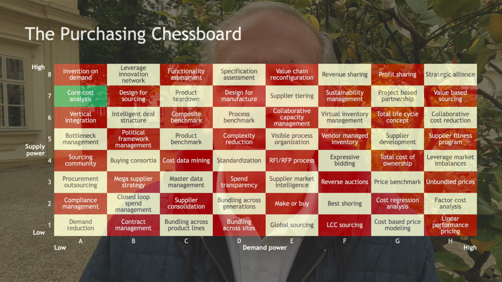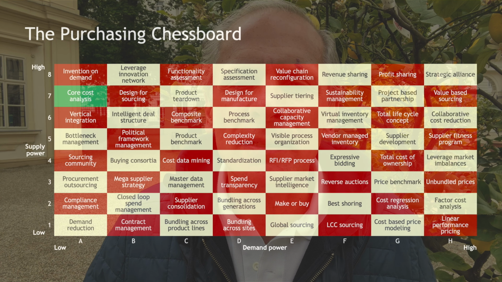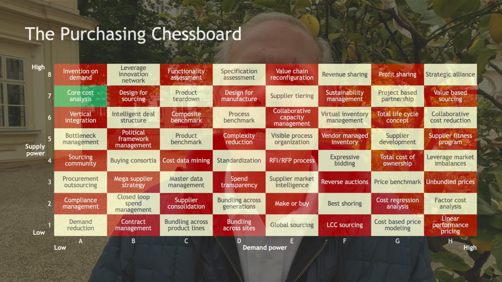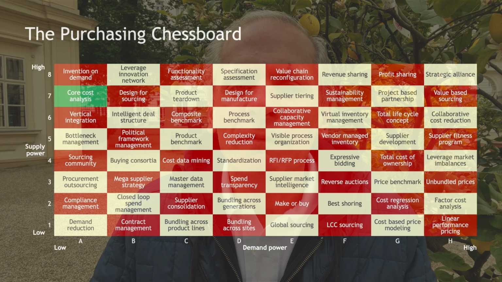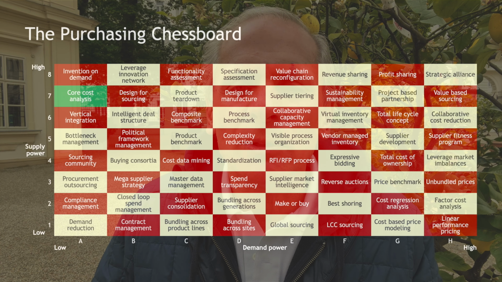So there you have it, A7 Core Cost Analysis, a purchasing chessboard method that does not only help you to make products profitable, but may even trigger the development of breakthrough design.